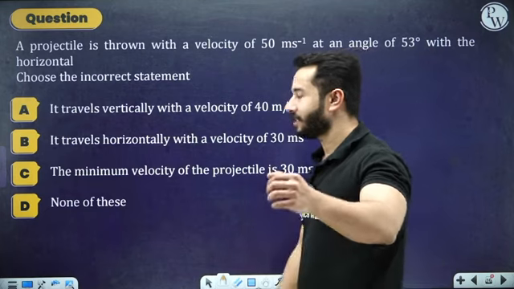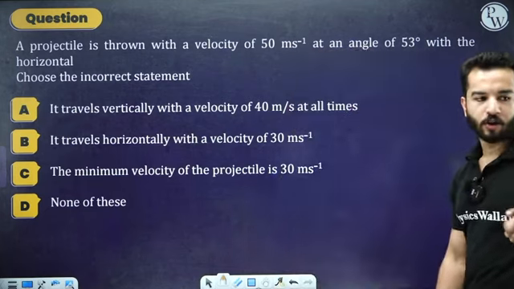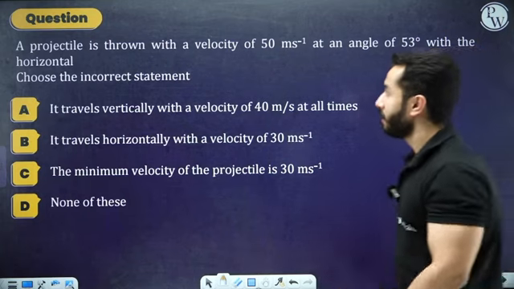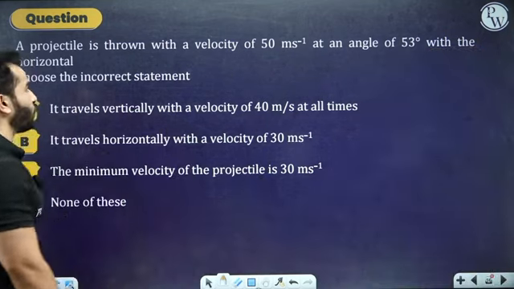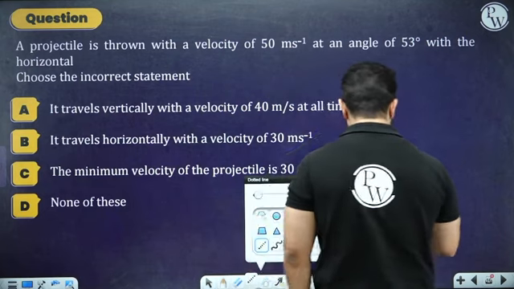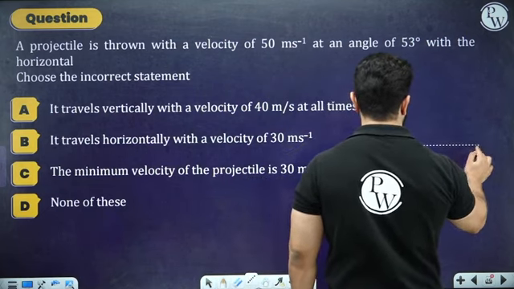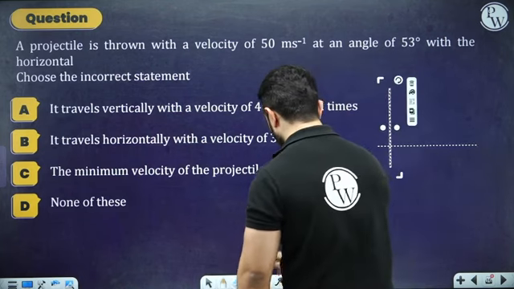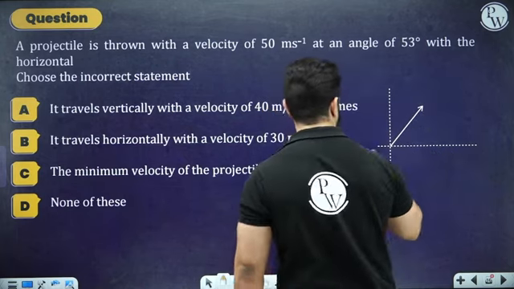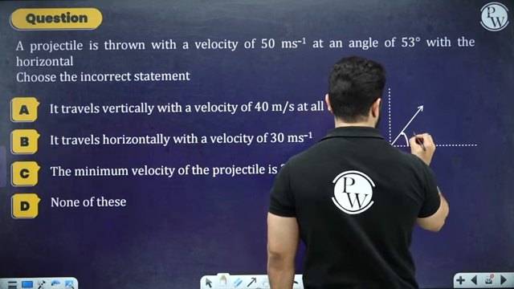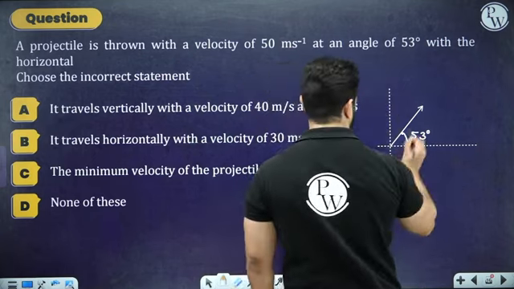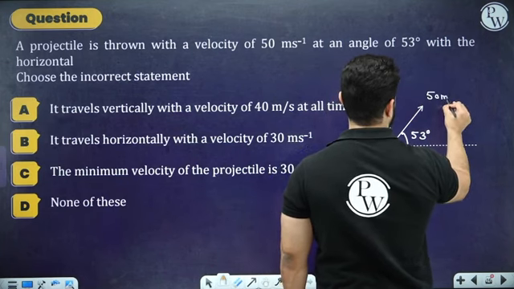Again, do the same thing, my friends. Solve it by yourself. Unpause the video. Check the solution. If you have done any mistake, write down that mistake as well. The question says a projectile is thrown with a velocity of 50 meter per second at an angle of 53 degree. Okay. So this is the x-axis. This is the y-axis. So the projectile is thrown at an angle of 53 degree, and the velocity is 50 meter per second.